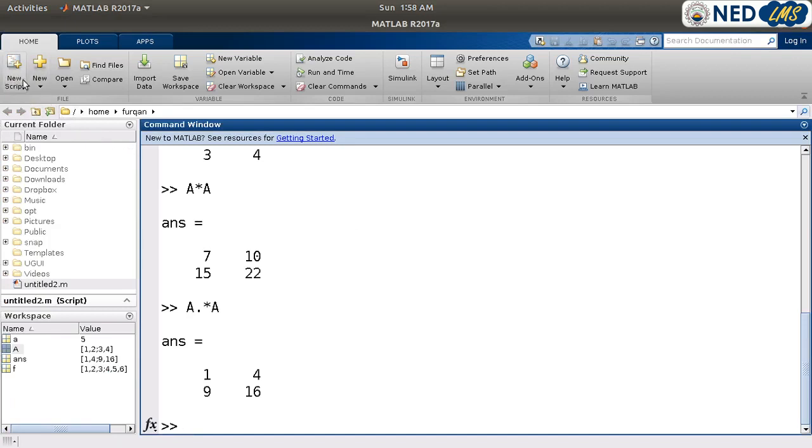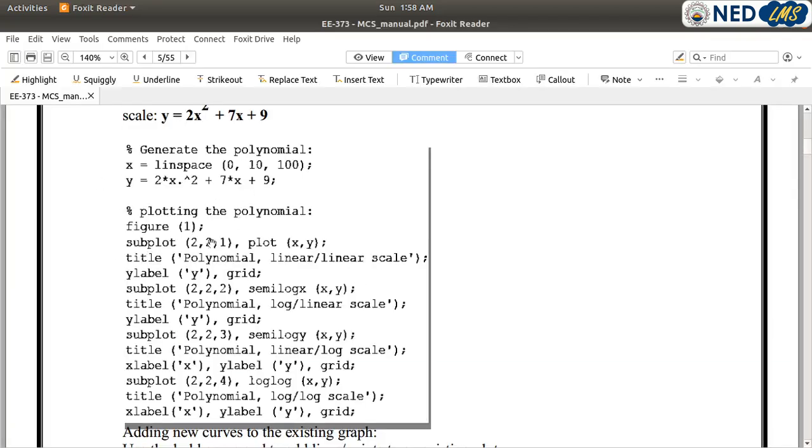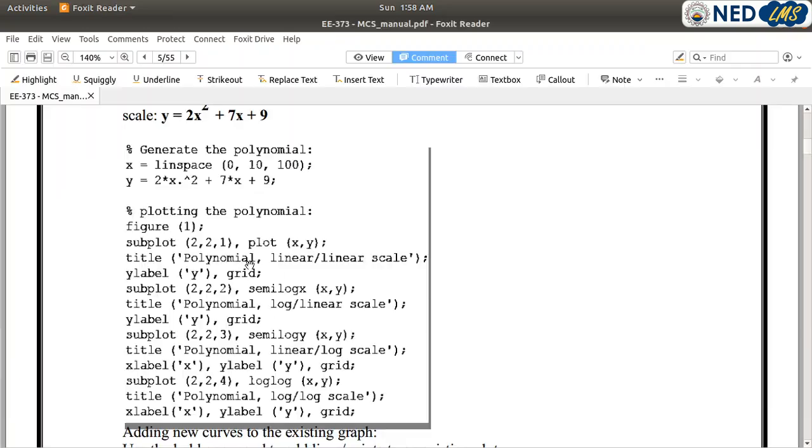Here you are given this option, new script. Just press it and you will get this window. You can write all the commands in this script, and when you hit the run button, all of these commands will execute in a row to display the output. So I am writing it.